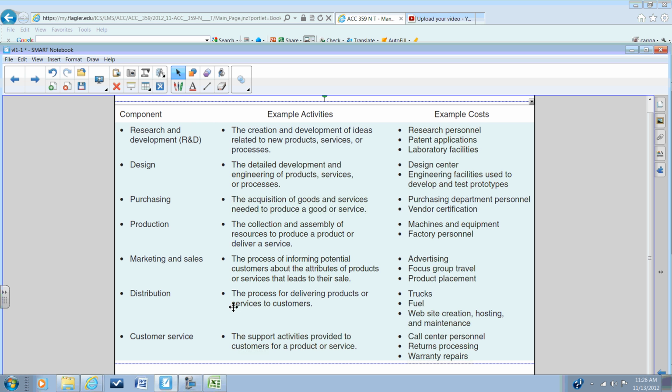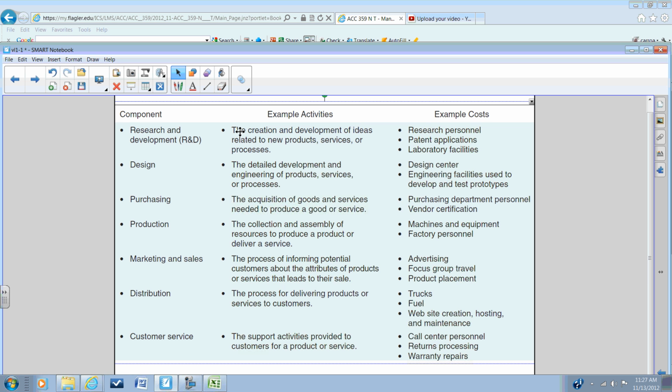Each of these components will incur costs, and the value chain allows us to assess the cost of a component versus the benefit that it's going to provide us in the future.